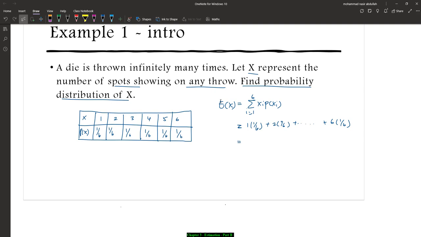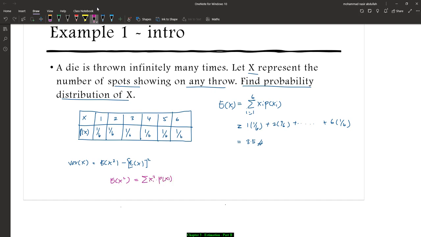This one should be equal to 3.5, right? So the variance of x should be the expected value of x squared minus mu squared. So we need to find the expected value of x squared, which is the summation of x squared multiplied by the probability of x.